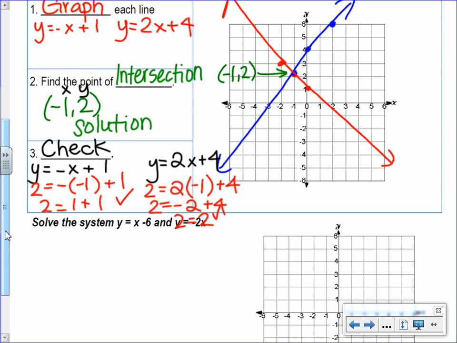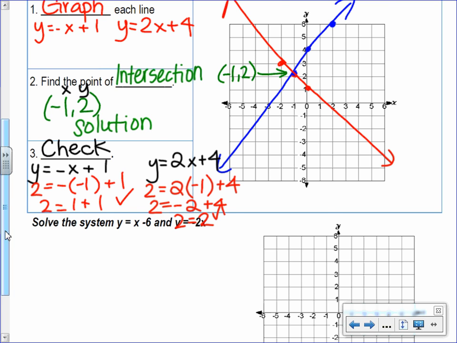You should be able to check both and it work. If it doesn't, your point of intersection is not right. Does everybody understand that? The first two shouldn't be difficult. The third, and it's completely up to you if you check, I'm just telling you that's the way to make sure you're right.